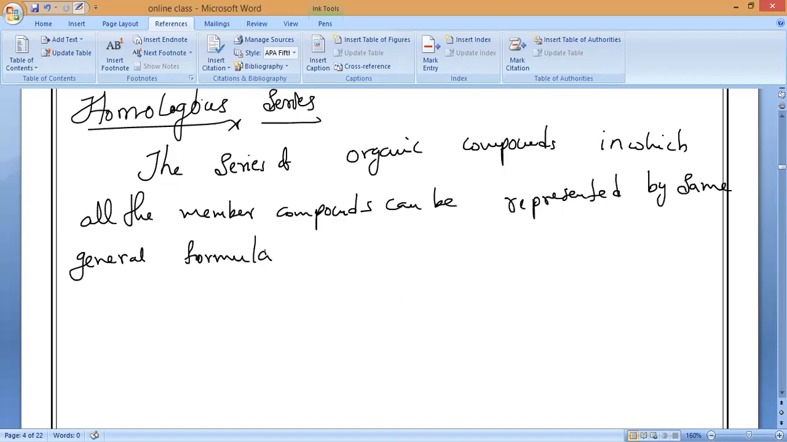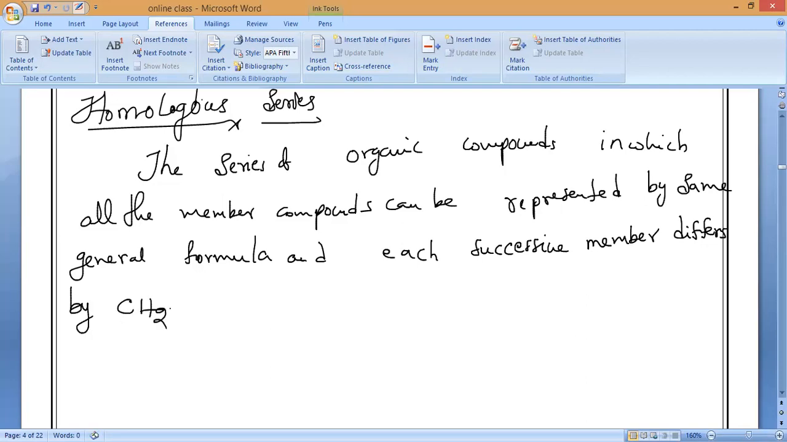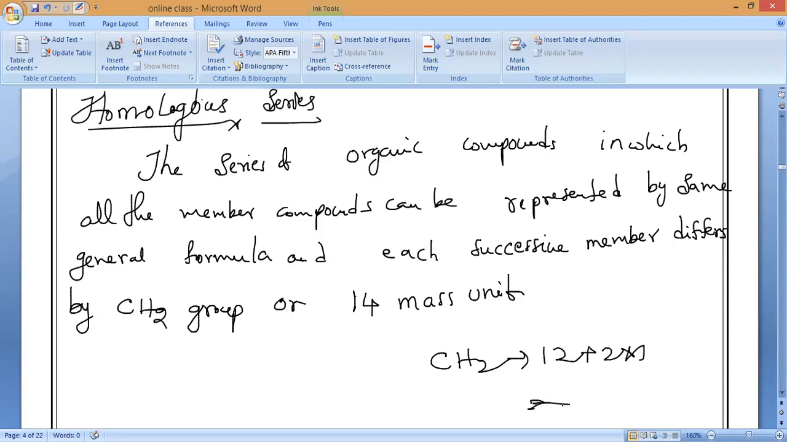So by this time you might understand. And each successive, what do you mean by successive? Successive means side by side. Successive member differs by, we already studied this, CH2, which means one carbon, two hydrogen group, or 14 mass unit, atomic mass unit. Sir, why 14? Carbon is 12 plus 2 hydrogens, 2 into 1, which is 12 plus 2, that is 14 mass unit.